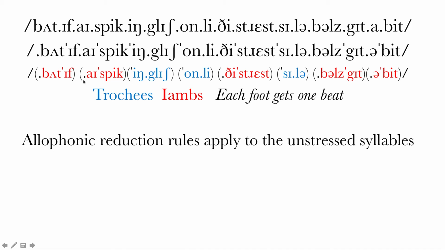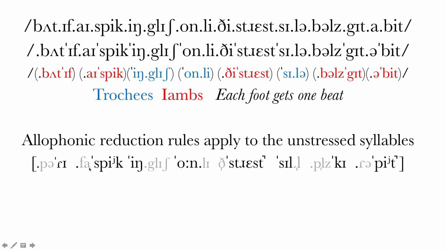allophonic rules apply to unstressed syllables. A lot of times a phoneme will take a different pronunciation if it's unstressed. So like this diphthong I, if it's unstressed, it doesn't usually get pronounced as an I, it gets pronounced as an uh. And so what I see when I actually try to pronounce this fast, the gray syllables here are the unstressed ones, and this is a phonetic transcription. I'm trying to record what I'm actually pronouncing.